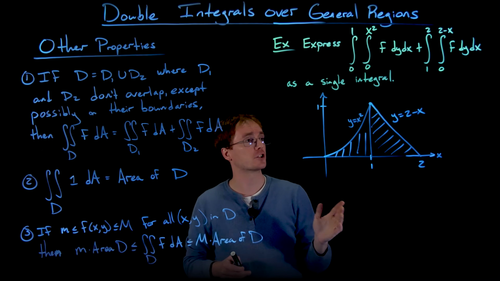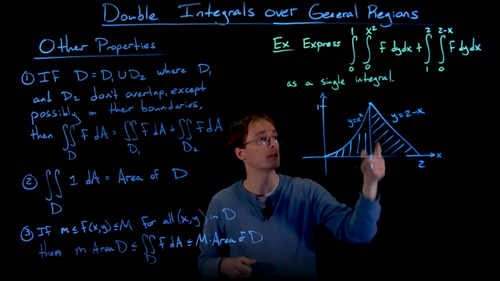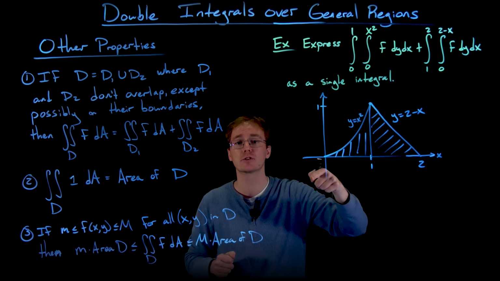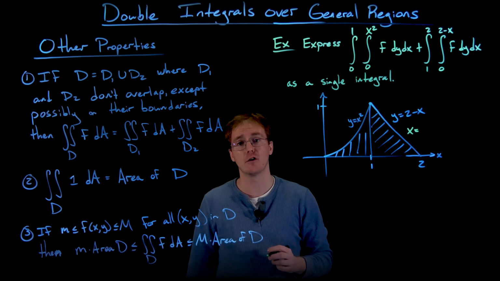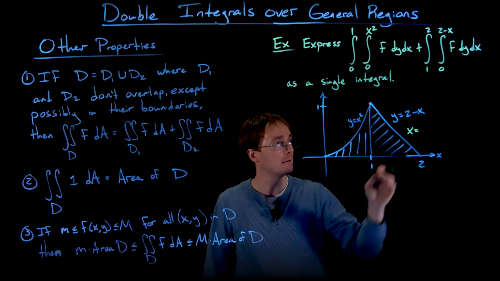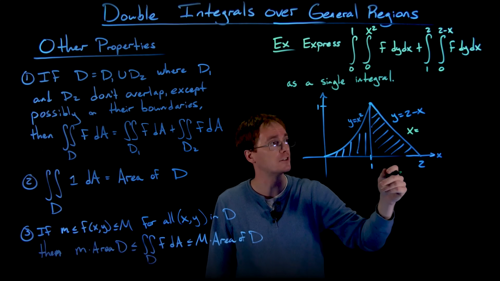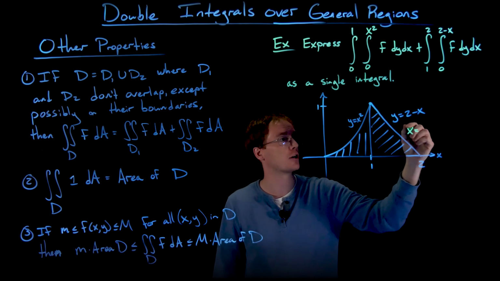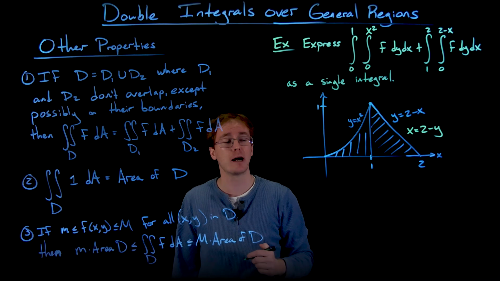But now, if we want to describe this as a single double integral and a type 2 region, what we have to do is think about a rightmost curve and a leftmost curve and express both of those curves as x as a function of y. So that just means we have to solve these equations for x as a function of y. So our rightmost curve or equation, y equals 2 minus x, we can add x to each side and then subtract y from each side and solve that and see that x is equal to 2 minus y.